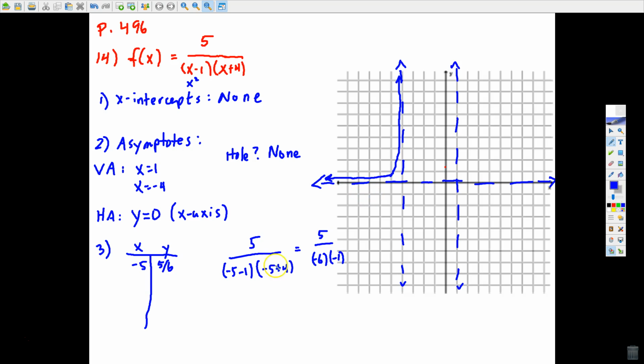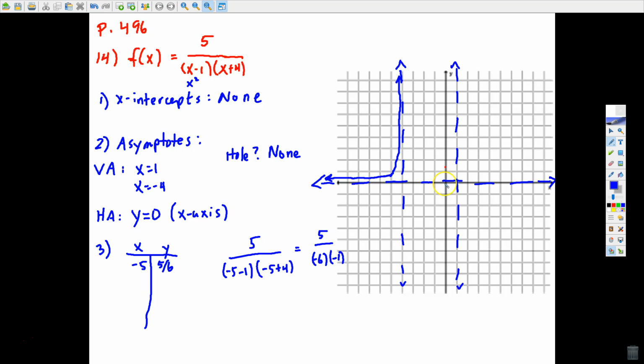Approach but never touch. And so that's one of the 3 pieces of this graph. The other piece will fall in between these two vertical asymptotes. So let's pick some numbers right in between. I usually like to start, you can start anywhere you want, but I'm going to start right in the middle of +1 and -4.